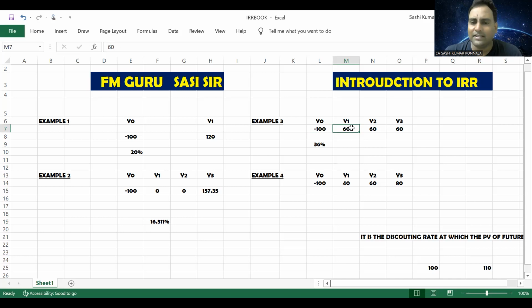See, 60, 60, 60 put together, how much? 180. First, you have to recover your investment of how much? 100. Means how much return are you getting extra? 80, right? So this 80 rupees over a period of how many years? 3 years. If you are dividing this return over a 3-year span by considering the time value of money, that rate we call the time adjusted rate or IRR.